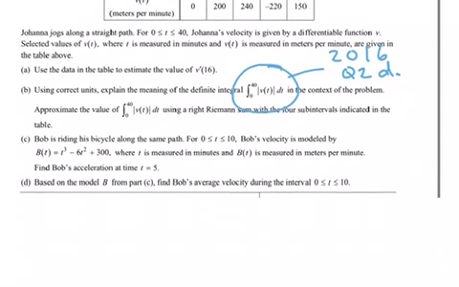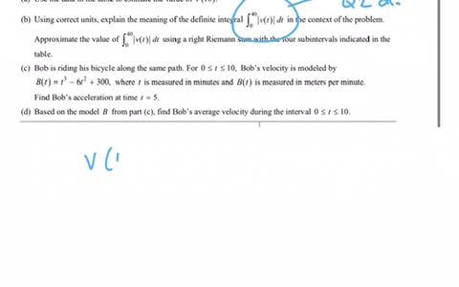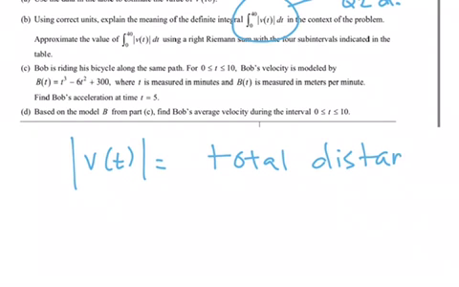Okay? So what does the absolute value of v(t) mean? We said absolute value just denotes total distance. So this is just the total distance that they've traveled. That's it. That's all you got to do.